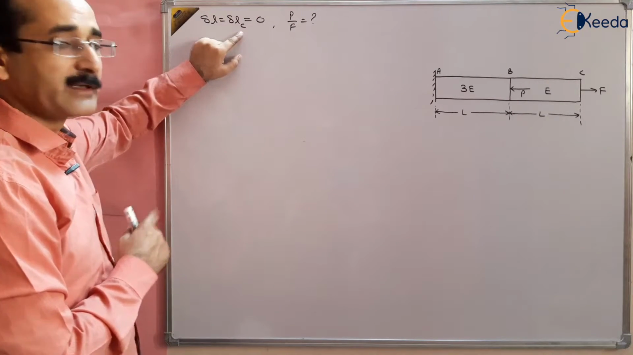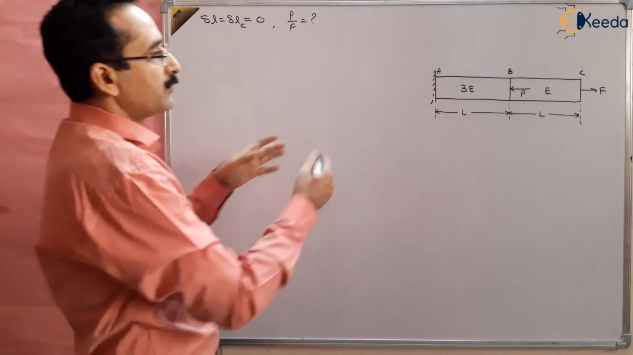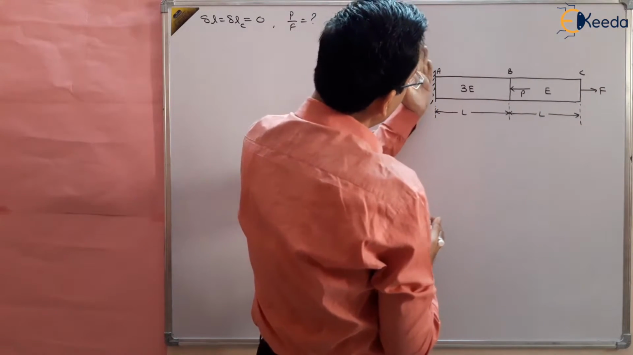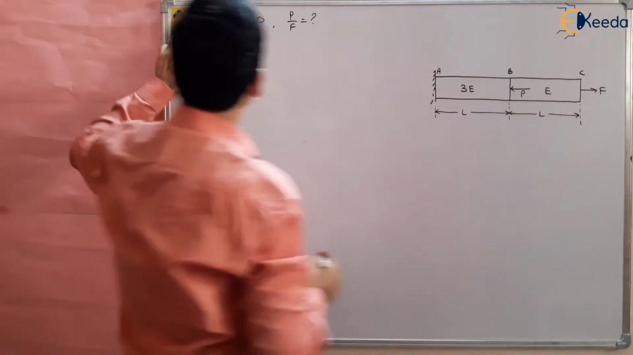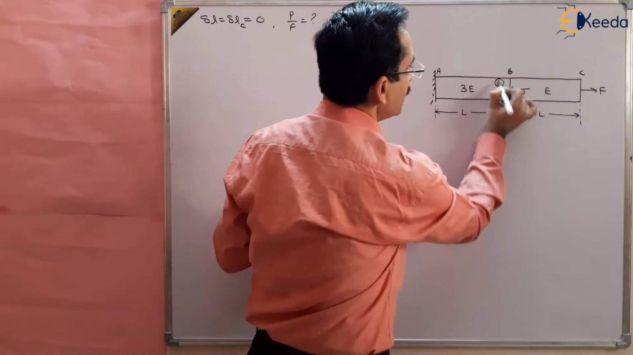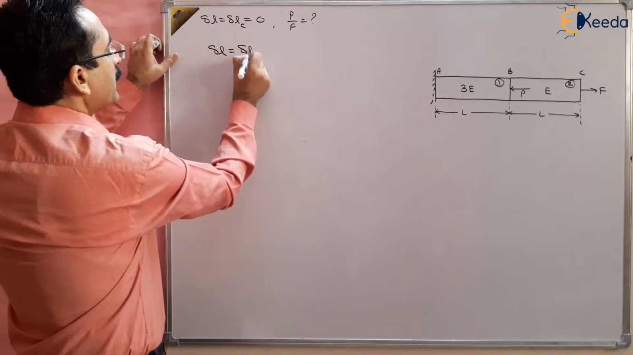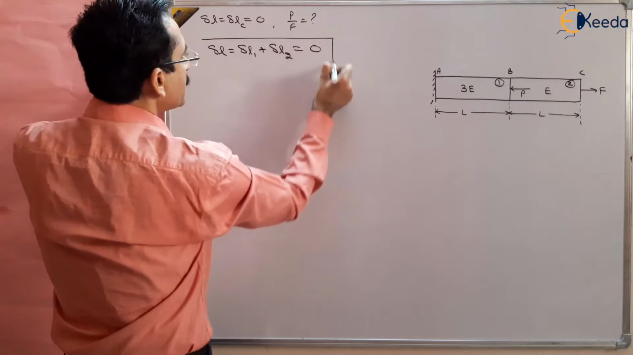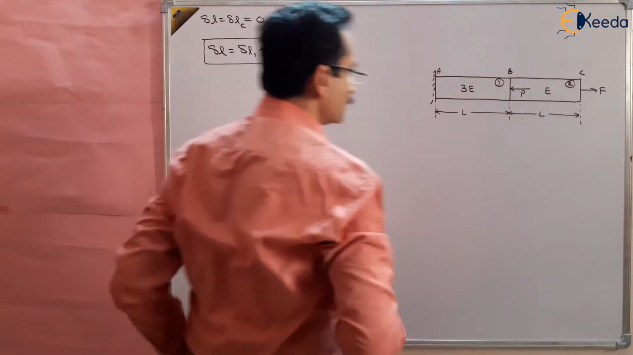So delta L at C, the deformation at point C, means that the total deformation of the bar is 0, because there is no deformation at this point and here it is fixed. So there cannot be any deformation. These two points are fixed, so the total deformation in the bar is 0. So delta L is equal to 0. If I divide it into two parts, suppose this is 1 and this is 2, I can write delta L equal to delta L1 plus delta L2 should be equal to 0. So the deformation of this plus the deformation of this should be equal to 0.